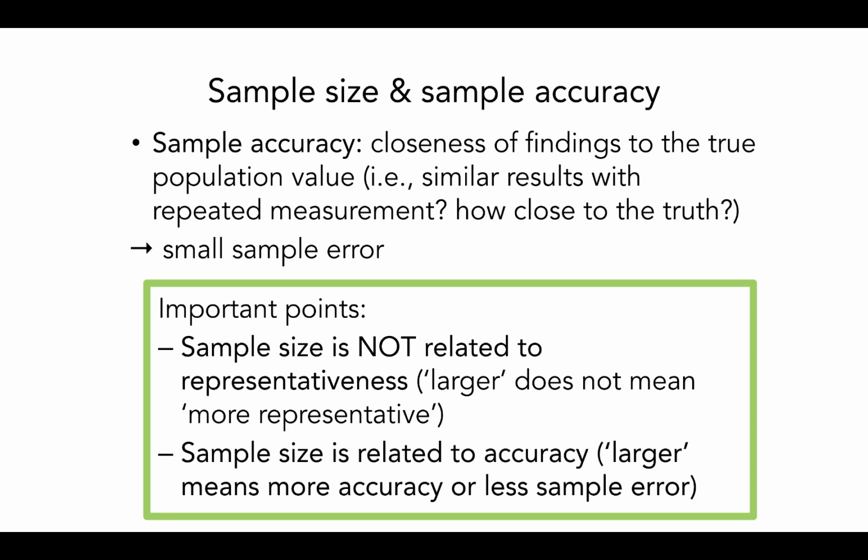And sample accuracy literally just means how close are your findings, so any result you find in your sample, to the true population's value. So let's say I gather a sample of marketing 470 students and I ask all of you, what is your shoe size? And I add up all the shoe sizes, divide them by the total, so I calculate the average shoe size in my sample. Now I want to know whether that average shoe size that I just found in my sample actually reflects the average shoe size of all marketing 470 students.